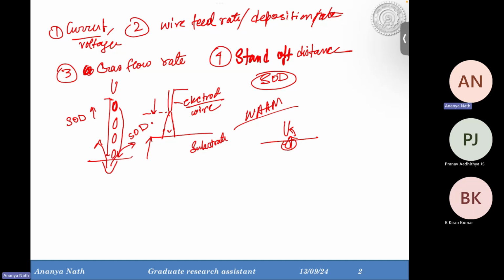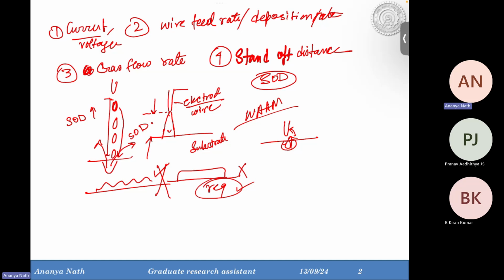Spatter will increase. If spatter increases, then there will be gas entrapment again. There will be porosity in the process, and due to the instability, the surface roughness also increases. You will get undulation over the deposited track like this, rather than this. This will not take place, this will take place, which is not required. This is required. So there are a lot of problems. So stand-off distance is also a very important parameter here.